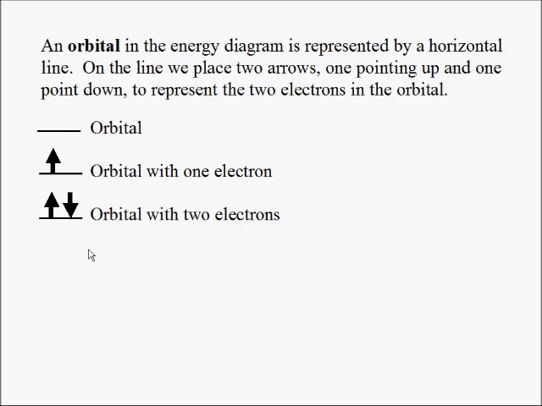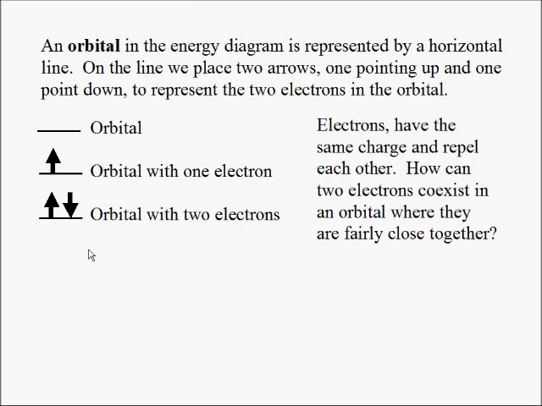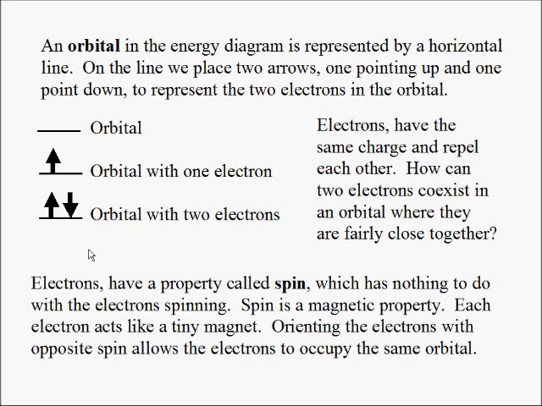Now the up arrow and the down arrow indicate something different about the 2 electrons in the orbital. Normally electrons with the same charge are going to repel each other. So why in the world would 2 electrons get close together in an orbital? The only way that can happen is if they have opposite spin. There's a property called spin, which basically has nothing to do with electrons spinning. Spin is actually a magnetic property. Each electron acts like a tiny little magnet.